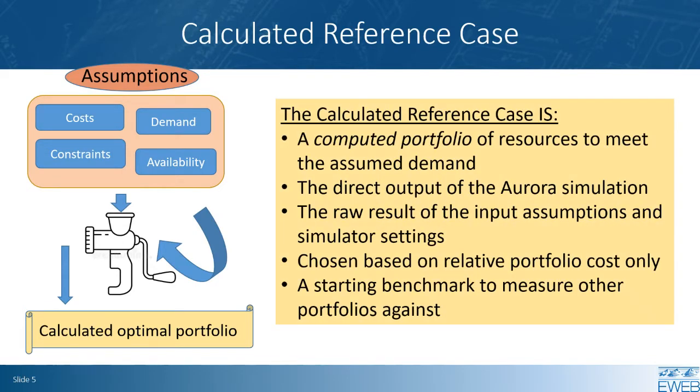The calculated reference case is, however, a computed portfolio of resources. It's going to meet the assumed demand. It's the direct output of all results, and they're chosen basically on cost. So it becomes a starting benchmark for us to use as a comparison against other types of sensitivities that we may run, or other portfolios that you might want us to run, or that we might decide on, and see what they look like.